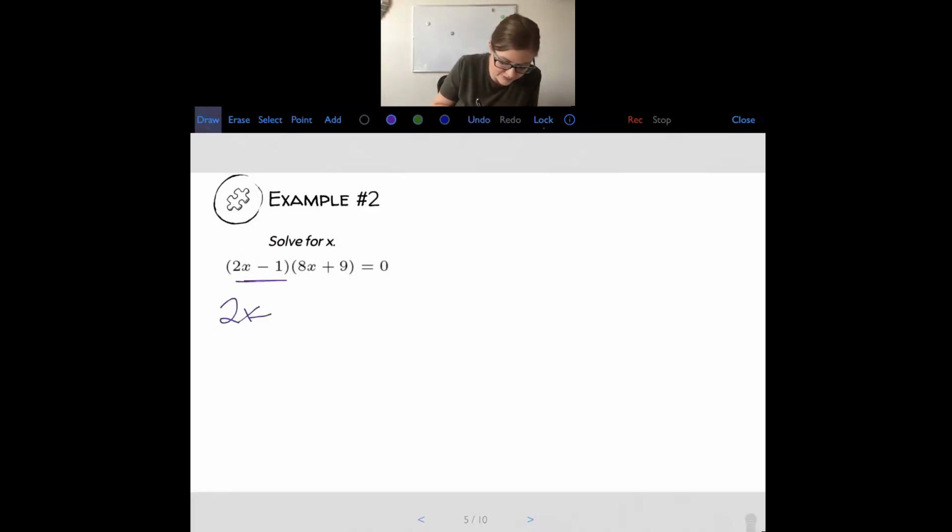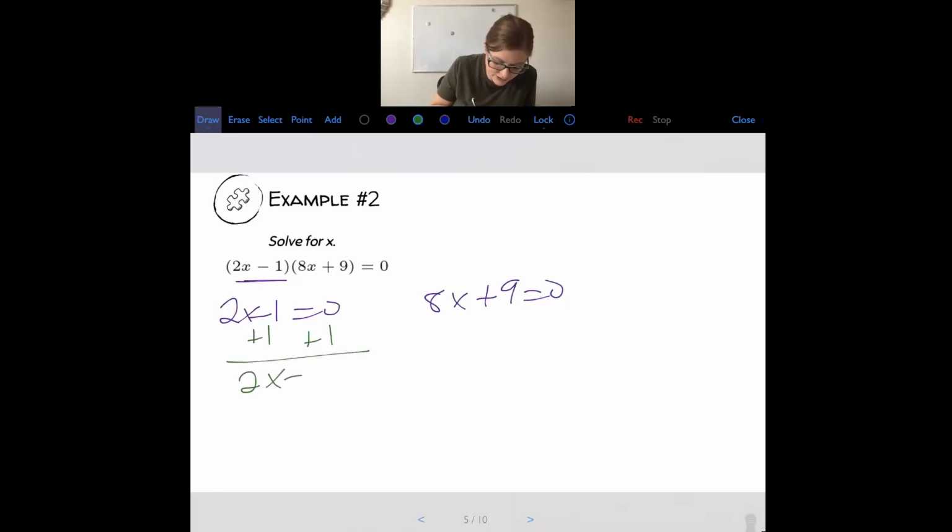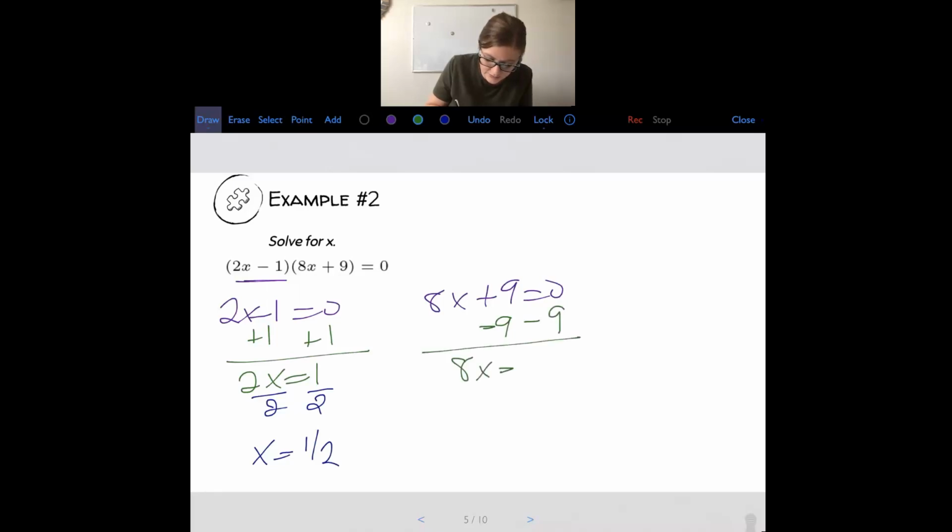So we take each factor and set it equal to 0, and then solve each equation for x. Okay, so we'll add 1 to both sides to get 2x equals 1, and then to solve for x, we'll divide by 2. So x is 1/2, and it's perfectly okay to get a fraction. For 8x plus 9 equals 0, we'll subtract 9 from both sides to get 8x equals negative 9. And then we'll divide both sides by 8 to get x is equal to negative 9 over 8.